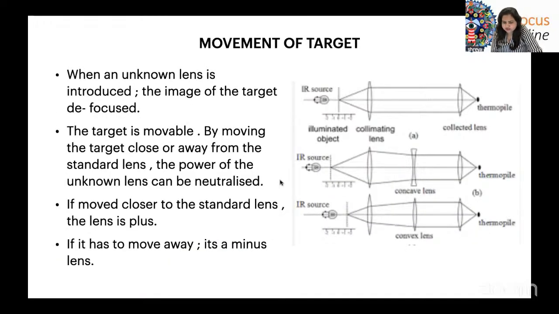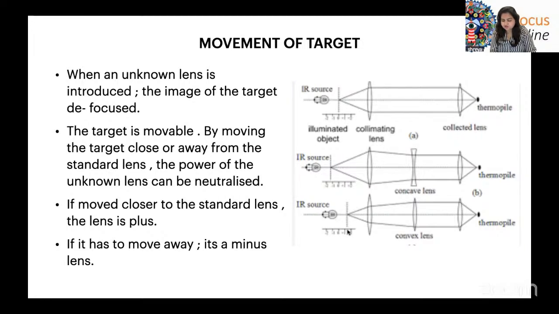Now, movement of the target. Let's suppose that this is a normal system that we have. When we place a concave lens, the target has to be moved away from the standard lens, and whatever movement is there is shown on this particular scale, and this marks the power of this particular concave lens. On the other hand, when we talk about the convex lens, the target has to be moved towards the standard convex lens.